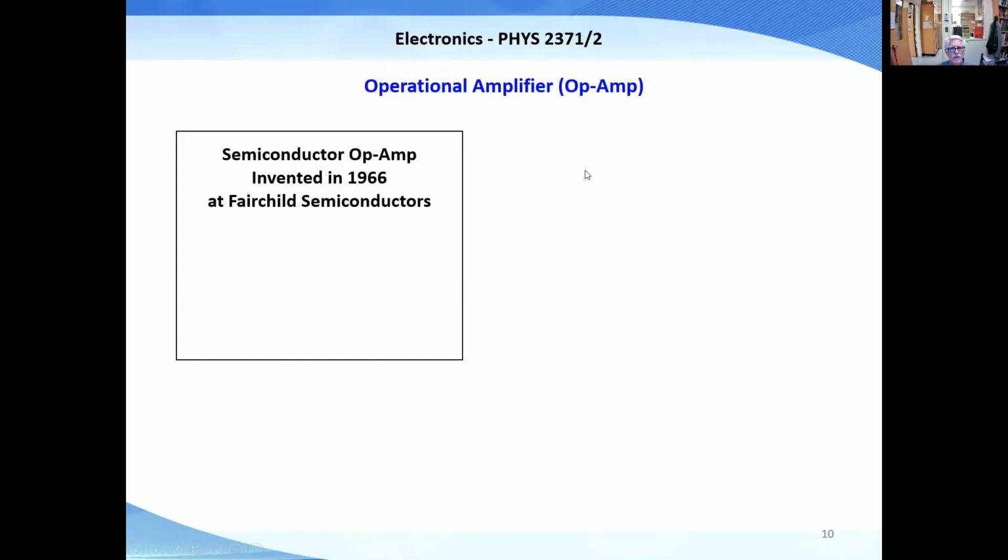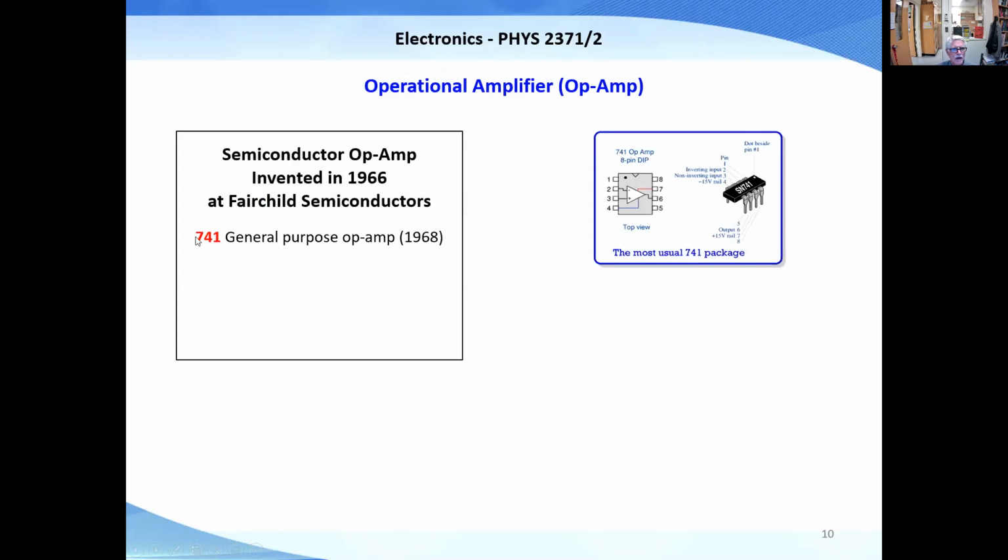Okay, a little more about the history. Well, not so much a history, but the first semiconductor op-amp was invented in 1966 at Fairchild Semiconductor. The first useful one that was used widely is called a 741 General Purpose Operational Amplifier, and it came out in 1968.